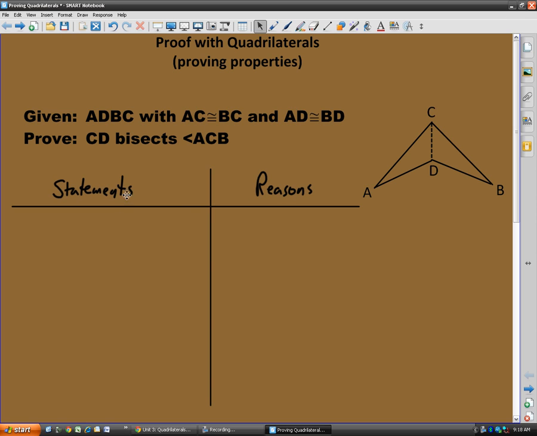This first example here, I'm going to do it as a two-column proof, and then I will show you how it's done as a flow proof on the next page, just so you can see how they both work together. Alright, so the first thing I do in a two-column proof is I always write down my givens.